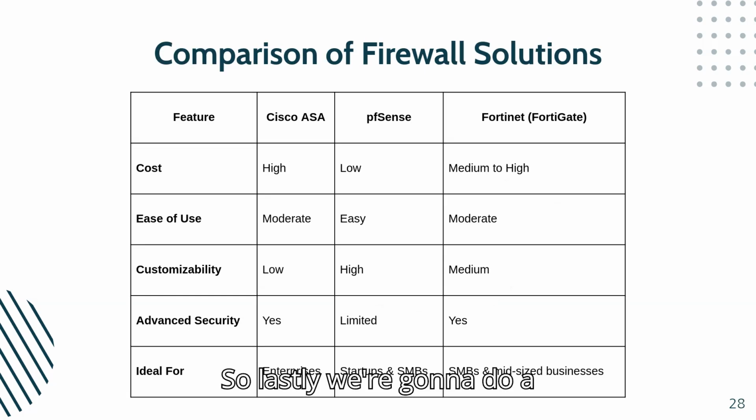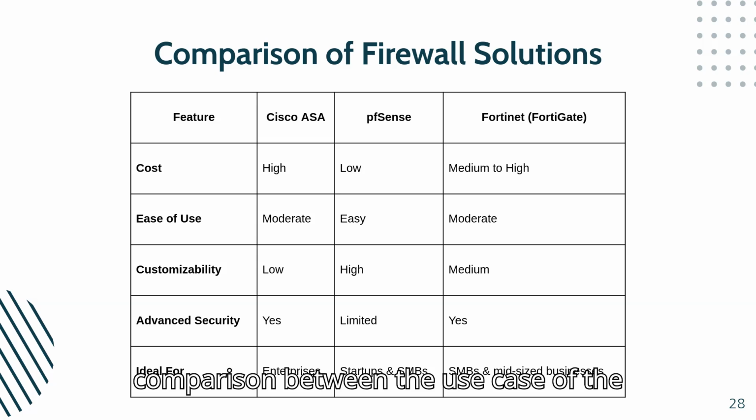So lastly, we're going to do a comparison between the use cases of the firewall solutions. Cisco ASA is positioned as a high-cost enterprise-grade option with moderate ease of use and customization capabilities. It offers advanced security features, making it well suited for large organizations and enterprises. In contrast, pfSense is a low-cost open source firewall solution that is highly customizable, but it has limited advanced security functions. It is considered an ideal option for startups and small to medium-sized businesses that require flexible and cost-effective network security solutions.